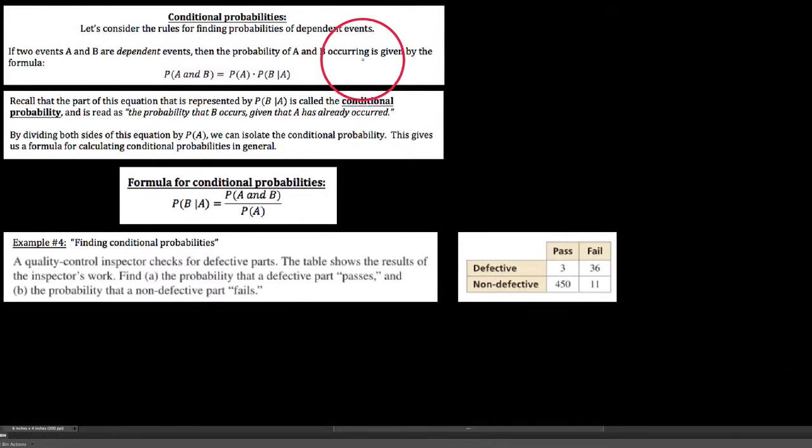Hello YouTube. In this video we're going to approach the concept of conditional probability and revisit what we mean by a probability being conditional upon prior events. And so let's consider the rule for finding probabilities of dependent events in the first place.